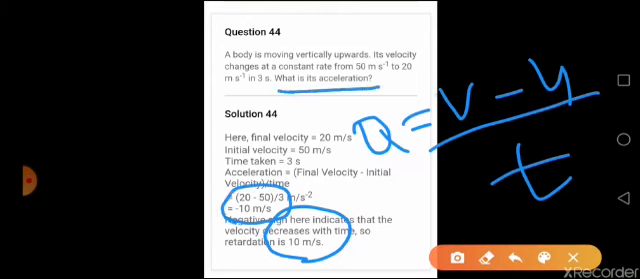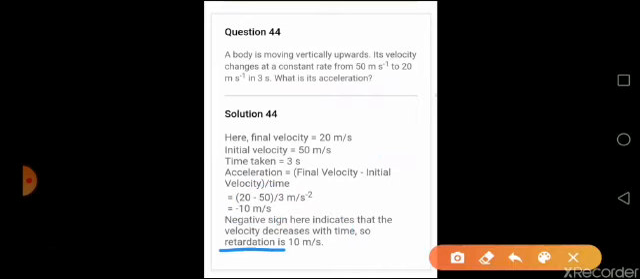Right? Since you are getting the answer with a negative symbol, this negative symbol shows that your acceleration is decreasing, right? Your acceleration is decreasing or your velocity is decreasing. So negative acceleration or decreasing velocity, you call it retardation. That is what is given here. Negative acceleration is called retardation.